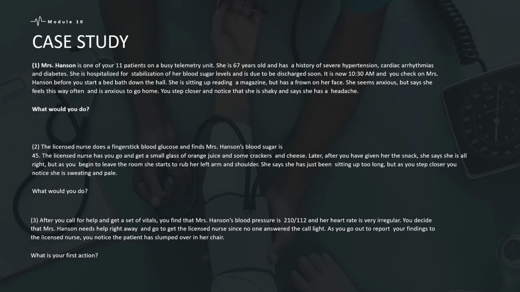What would you do? After you call for help and get a set of vitals, you find that Mrs. Hansen's blood pressure is 210/112, and her heart rate is very irregular. You decide that Mrs. Hansen needs help right away, and go to get the licensed nurse since no one answered the call light. As you go out to report your findings to the licensed nurse, you notice the patient has slumped over in her chair. What is your first action?